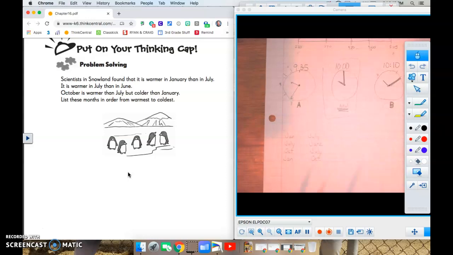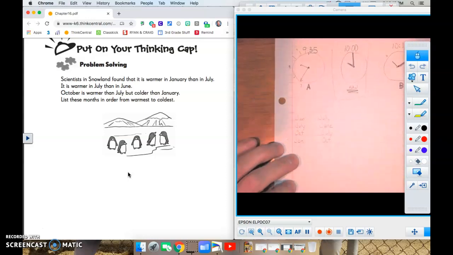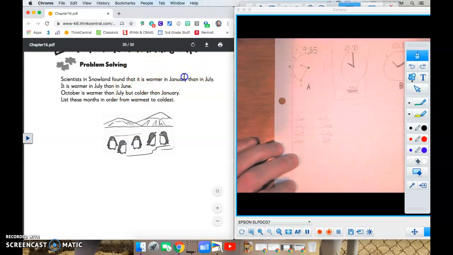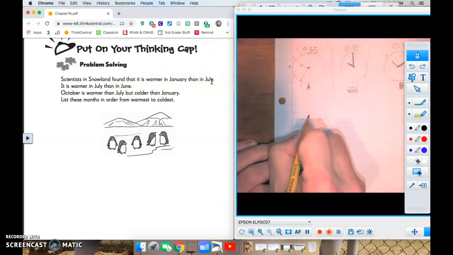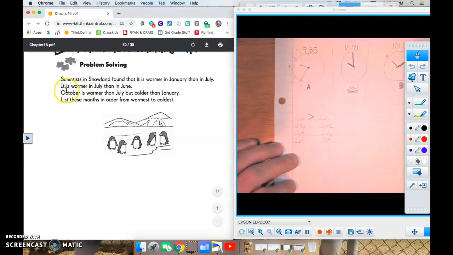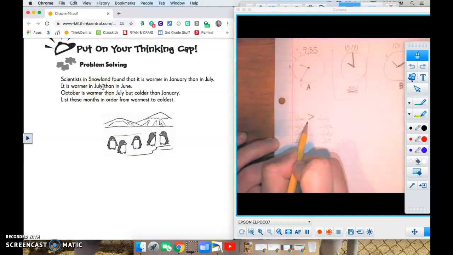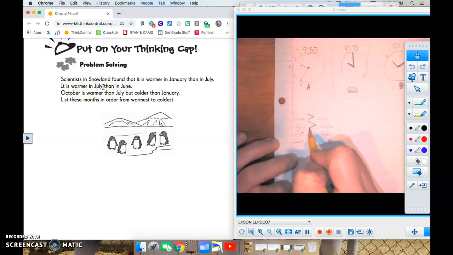So I'm going to write some stuff down, which I did already. Okay, and what I said is January and July, because that was the first comparison. It is warmer in January than it is in July. So January and July, the temperature is greater in January than it is in July. The next sentence says it is warmer in July than it is in June. Okay, so again, greater than.